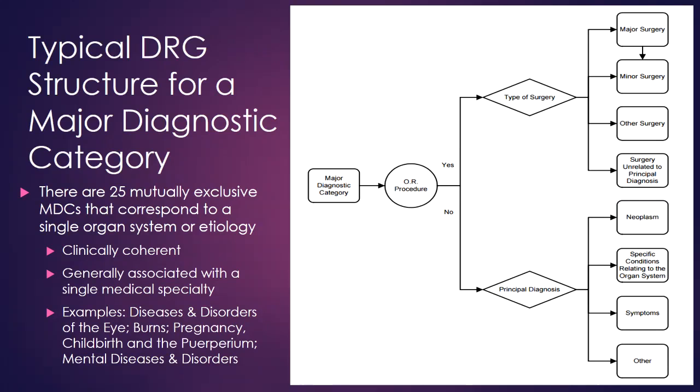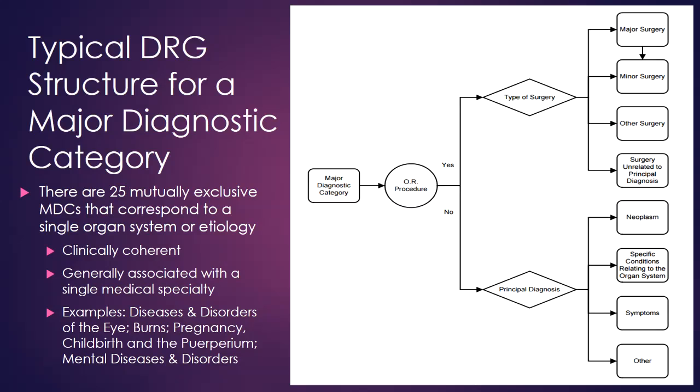On the right is a figure that shows a typical flowchart of how we would get from this major diagnostic category down to a specific DRG. So here, for example, let's say we were looking at the diseases and disorders of the eye as our MDC. Our first branch point might be whether or not there was an OR procedure involved. If so, we'd want to know the type of surgery and classify it as major, minor, other, or a surgery that wasn't related to the principal diagnosis.